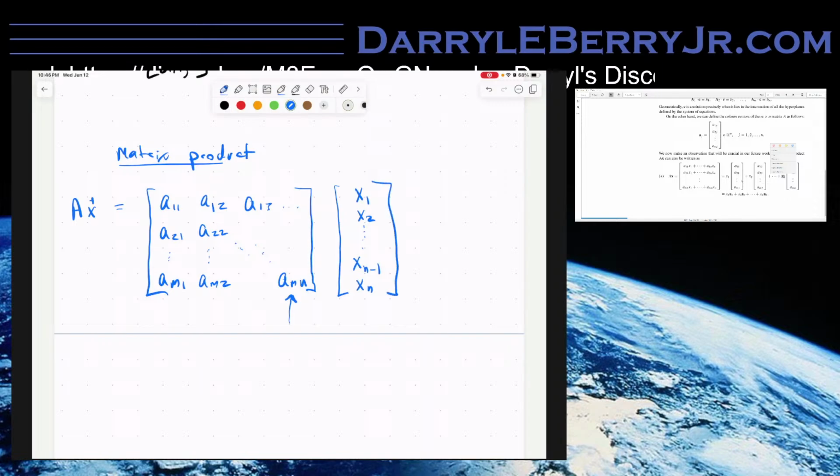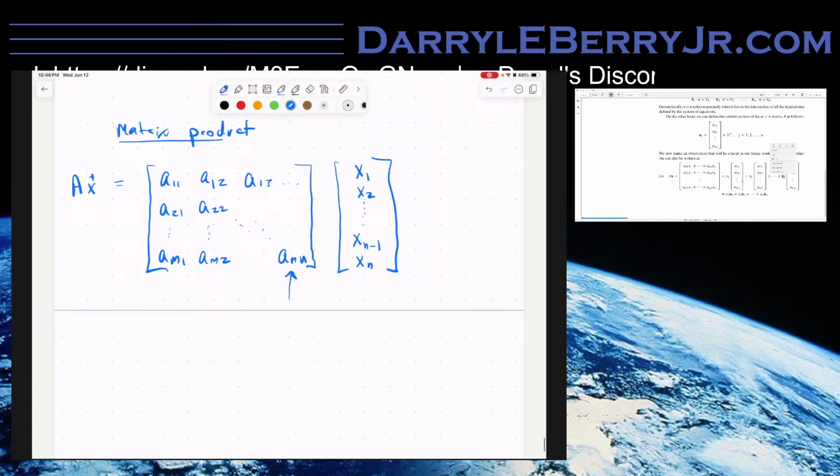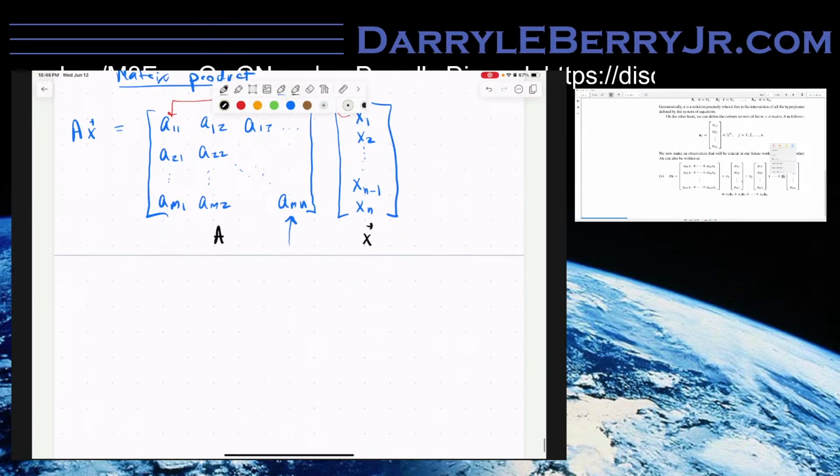That's because when this matrix is multiplied by the vector, each one of these terms is going to go into a particular column and multiply down the column. Therefore, we have to have as many rows in the vector as we have columns in the matrix. So this will be A, and this will be X.